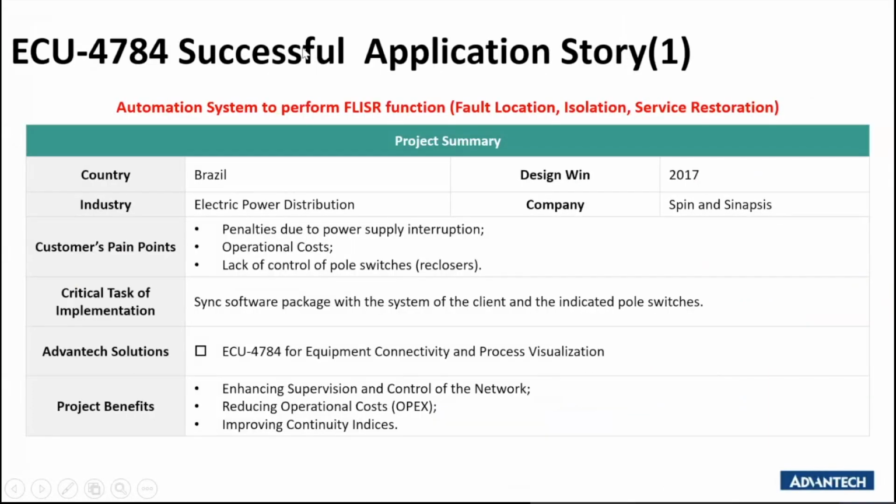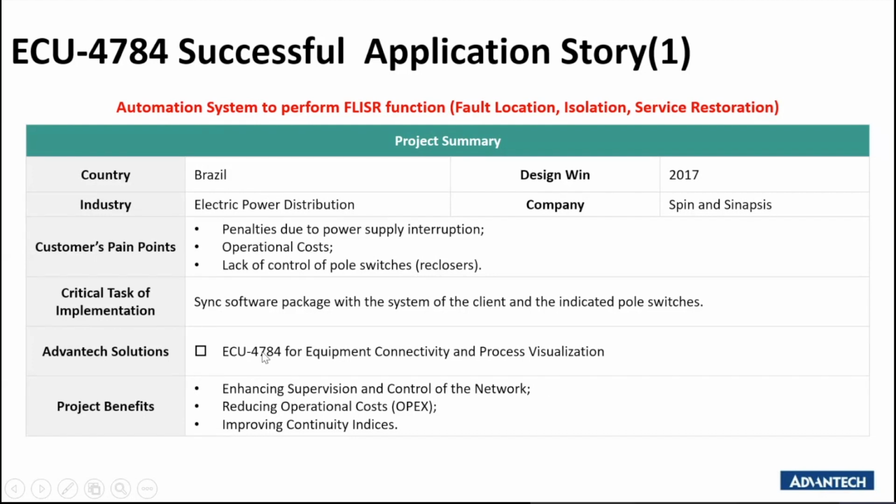Okay, this is the success story from one of the country, Brazil, designing in 2017 for the electric power distribution. The company is from Spain and Synopsys. What is the customer pain point for it? They're having the penalty due to the power supply interruption. Also, they're having an operation cost and a lack of control of pole switch or so-called reconsole.